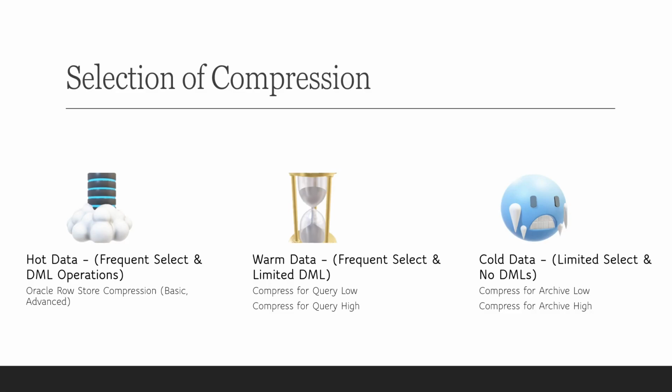The last option is cold data, where it's almost like an archive, where you don't have many select statements, and there are almost zero DML operations performed on these tables. For example, you want to keep the audit data for compliance purposes for up to 5 years or 10 years. In such cases, you can archive that data as cold data. For such tables, you can choose either archive low or archive high. Just one point to notice: in case of archive high, the algorithm is different and it takes a very long time to uncompress and compress the data. So the operations on archive high should be very, very limited.